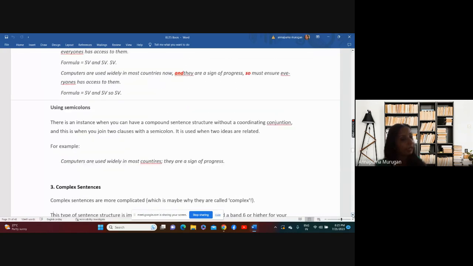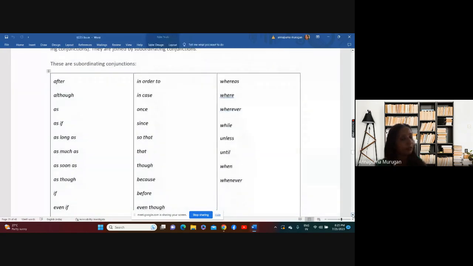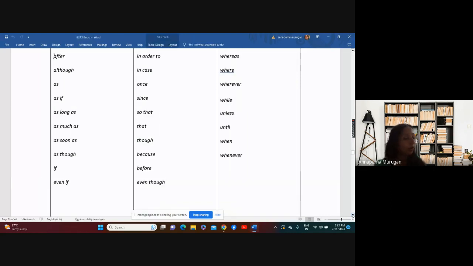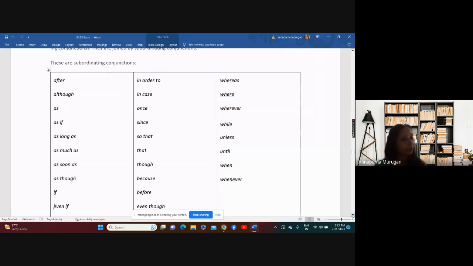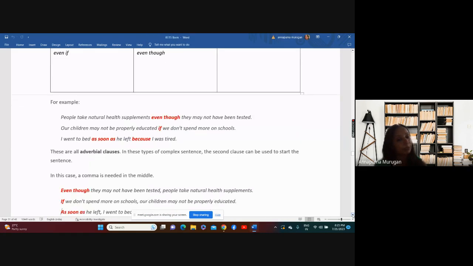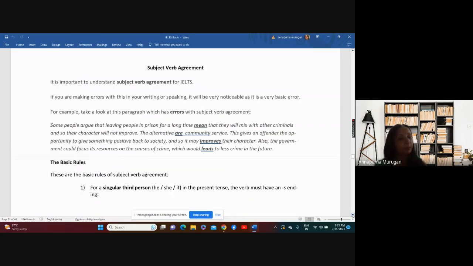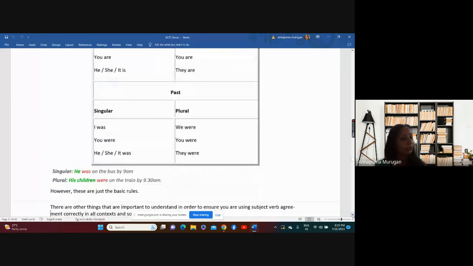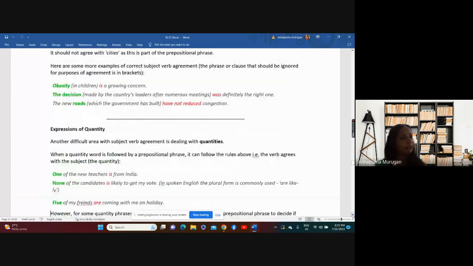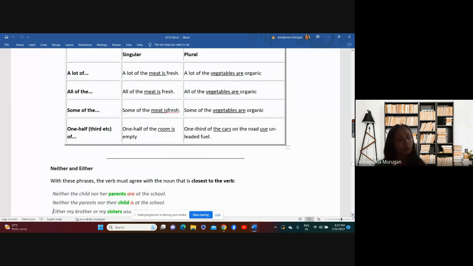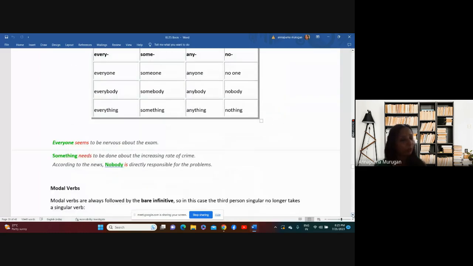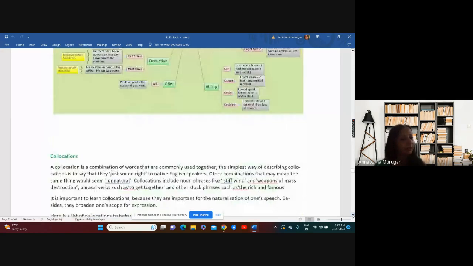And here we have complex sentences: two or more ideas, an independent idea and a non-independent idea, combined using subordinating conjunctions. That gives us this particular thing. And see, subject-verb agreement also, I have all these things. I have piled all this information together so that you won't need to go and search anywhere. Everything is given here.